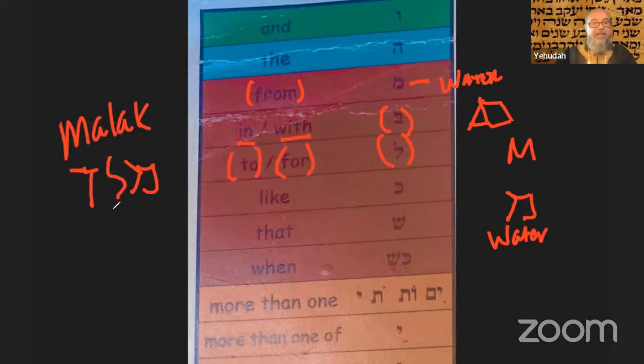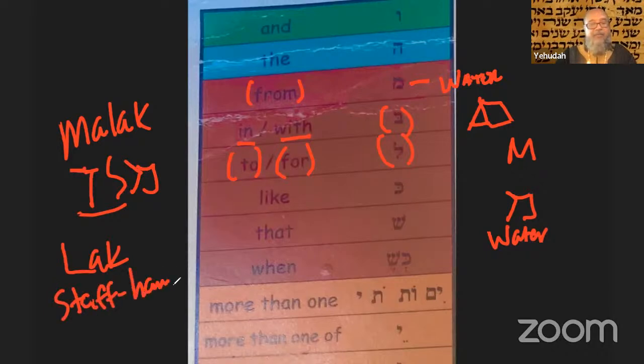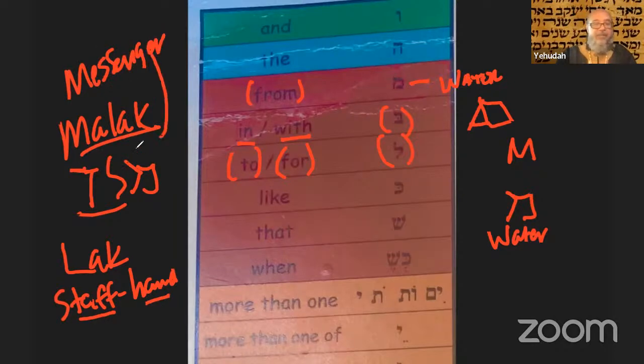So what does that mean? Oh, here's the lak right here, L-A-K. Oh, that means to put the shepherd staff in the hand. Okay, the staff in the hand, and then you put the staff in the hand, and then you walk. Okay, and you're walking, right? And this is called a malak, which is a messenger.